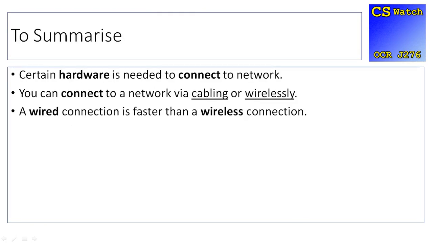So to summarise, certain hardware such as NICs, switches and routers are needed to connect to the network. You can connect to a network via cabling, so for example Cat5, coaxial cable, fibre optic cable, or via Wi-Fi, and a wired connection is faster than wireless connection, and in some cases is more secure as well.